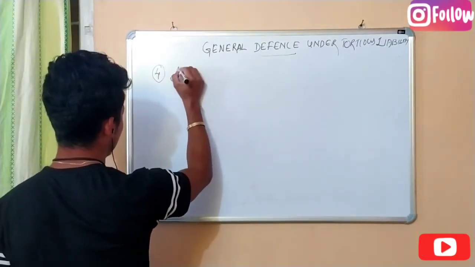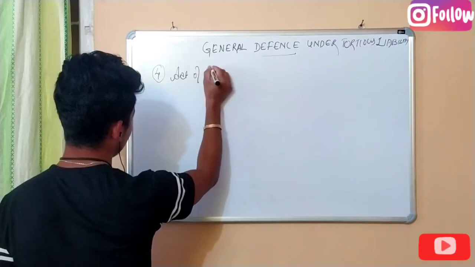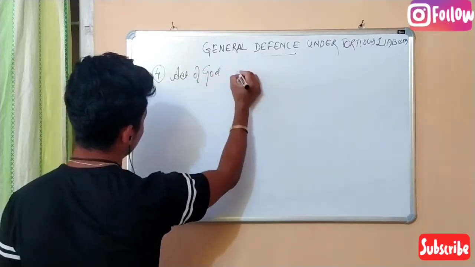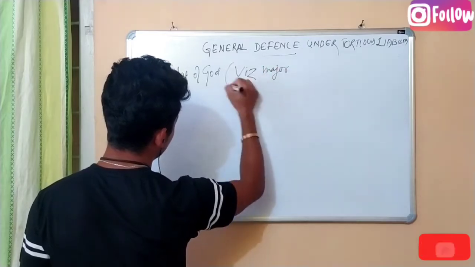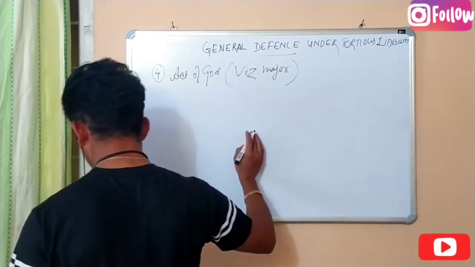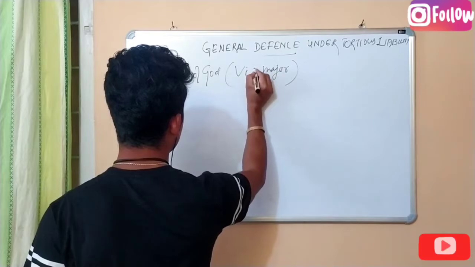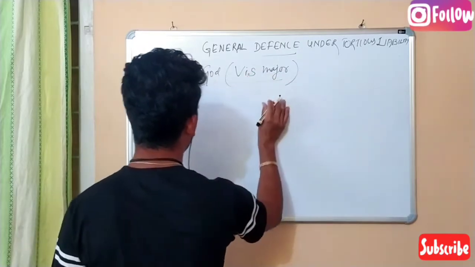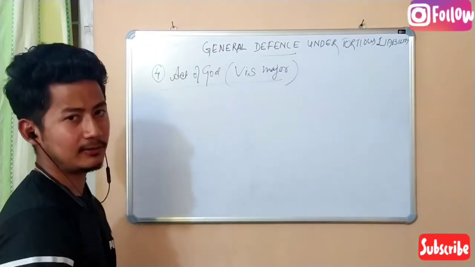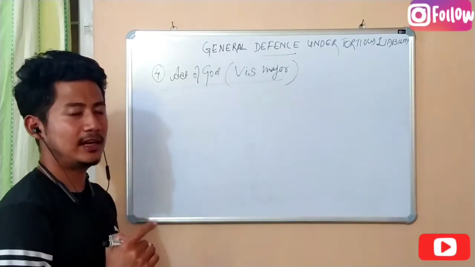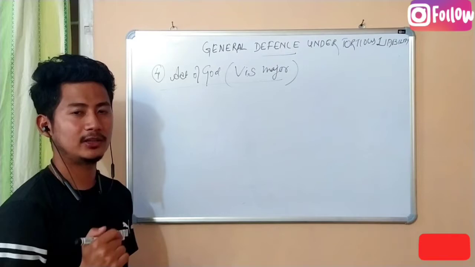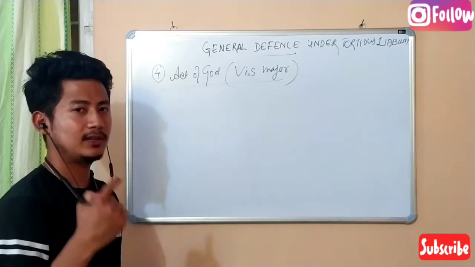Now another general defense, that is act of God. Act of God, or say vis major. So act of God and inevitable accident are the same thing, but the only difference is that in act of God there is no intervention of humans. It is completely the act of God.